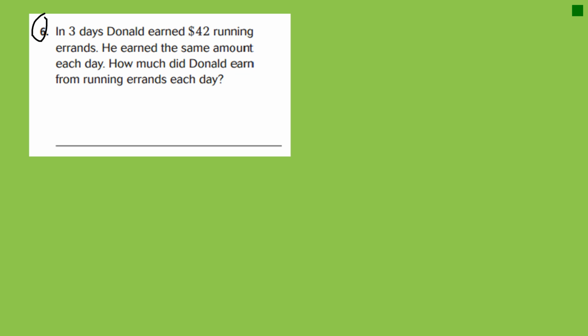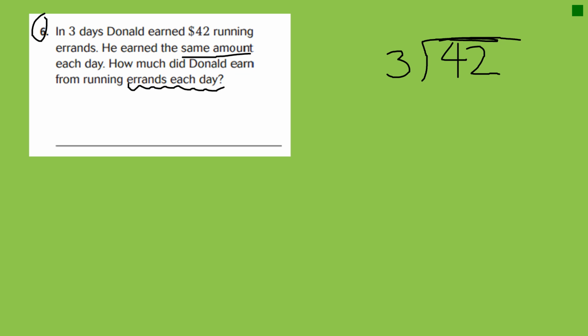So 3 days, Donald earned $42. Okay, so he earned $42 over 3 days. He earned the same amount each day, so they want to know how much did he earn each day. So $42 is the big amount that he earned. We're going to divide it by 3, and the quotient will be how much he earned each day.